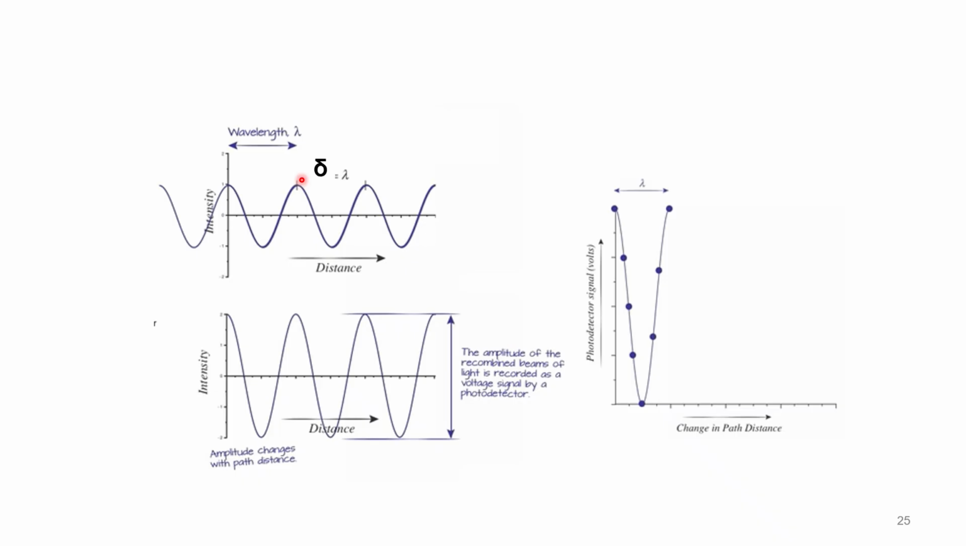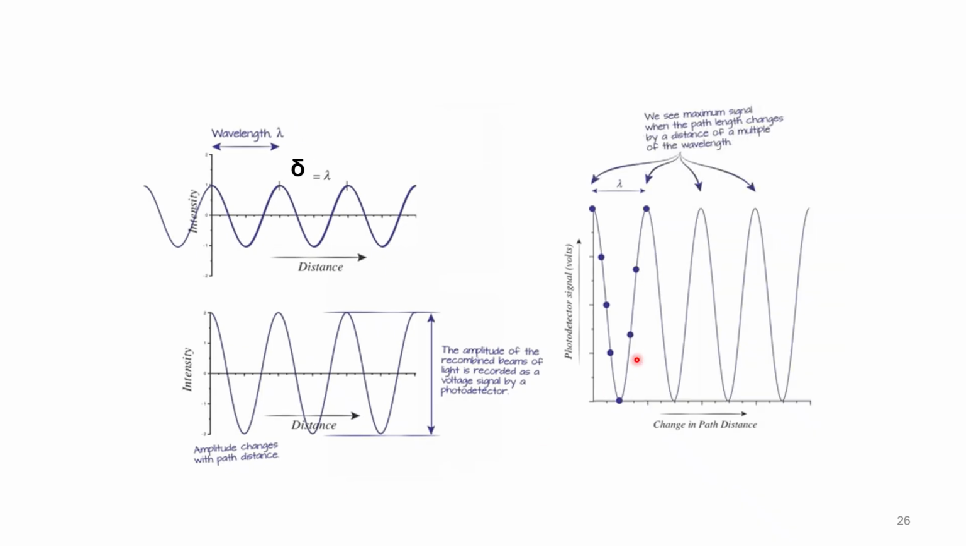Okay, so the whole process will just go on, and the photodetector signal will just go from maximum to minimum, after that to the maximum, and then to the minimum through the position change of the movable mirror.